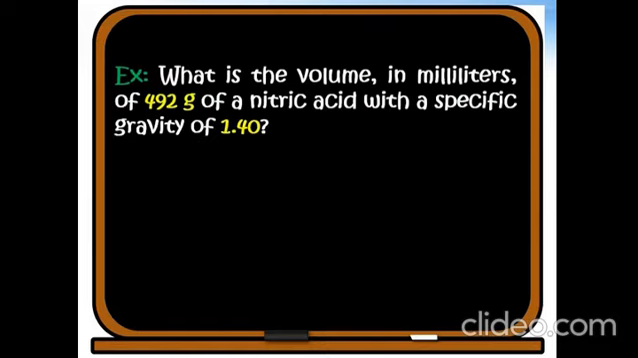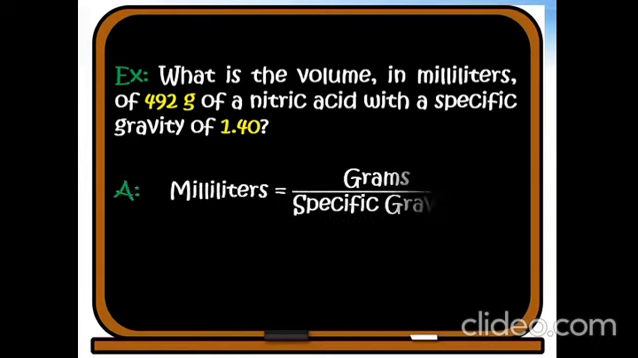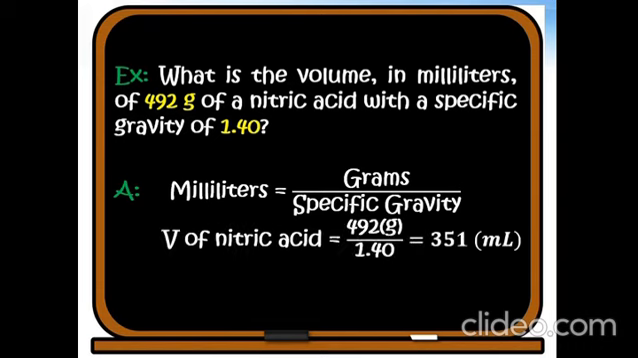Let's look at the example question. What is the volume in milliliters of 492 grams of nitric acid with the specific gravity of 1.40? We know the number works, right? The milliliters is grams over specific gravity. And the volume of nitric acid is 492, that is the weight of this acid in grams, divided by the specific gravity. And we get the volume of this acid is 351. And the unit is milliliters.